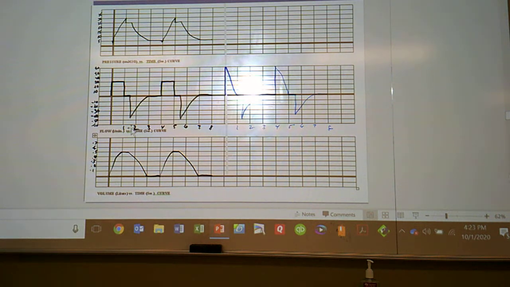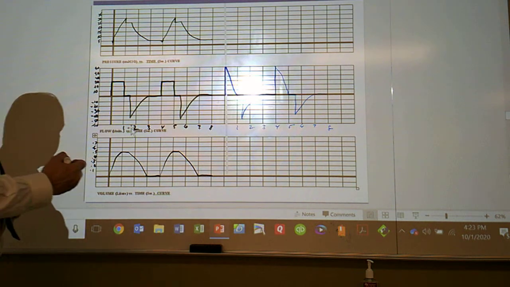But we're drawing the flow. Why did we do the 0.5? Oh, because it's inspiratory, take a hold of 0.5. And I can go ahead and do my volume.